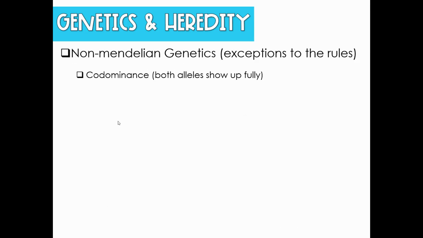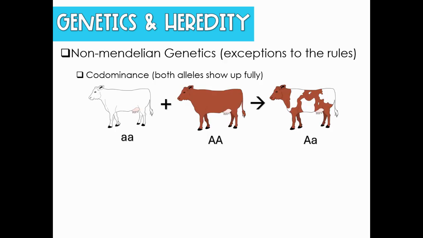All right, so there are a couple of instances where Mendelian genetics just is not a factor. So there's some exceptions to the rules. One of those exceptions that you need to make sure that you know is codominance. So in codominance, both alleles are going to show up fully. So here's a good example. Here we don't have dominant and recessive, both alleles are going to show up. So I might have a white cow crossed with a red cow, and I might get what's called a roan cow, in which both colors are going to be fully and separately expressed.